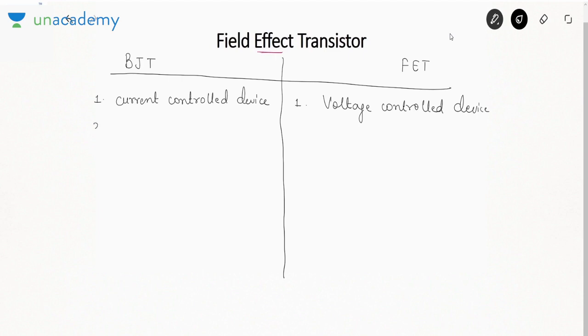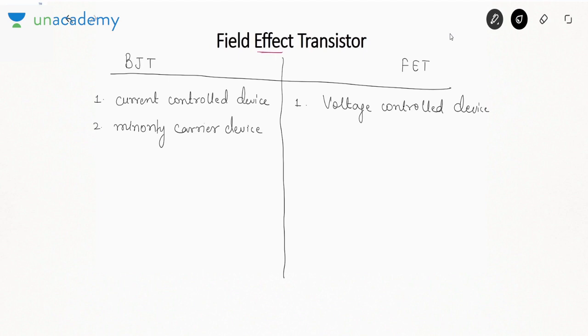BJT is also called a minority carrier device. Why minority carrier? See, when emitter was injecting the charges, understand the working of BJT we studied earlier. When emitter was injecting the charges and they were entering the base. Suppose emitter was N type, then base would be P type. I am talking about NPN transistor. If emitter is N, then base is P.